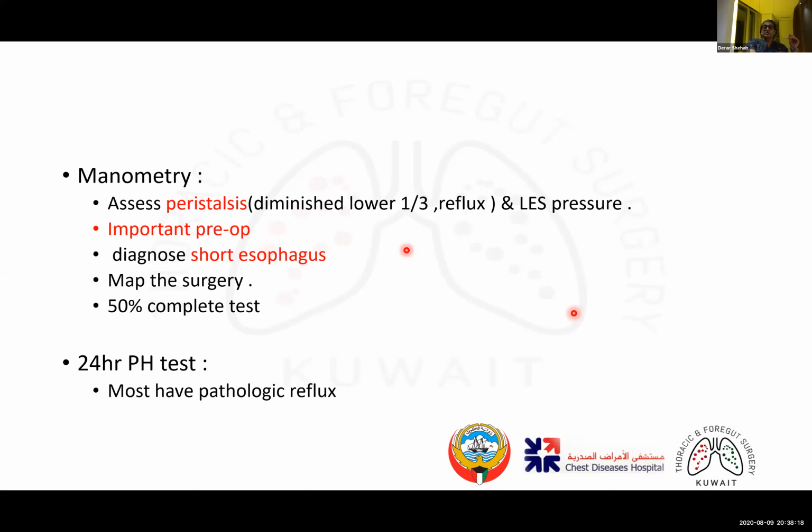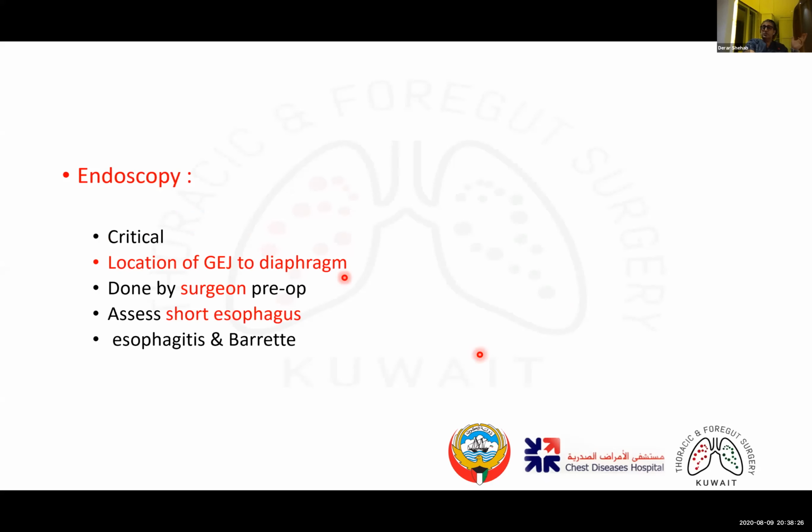Also, it's very important to address whether those patients have a short esophagus or they don't have a short esophagus. Endoscopy is critical here. Usually I do it myself, but if you don't do it yourself, then you can communicate well with your gastroenterologist to tell you what the findings are, especially to address the location of the GE junction relative to the diaphragm. Also, you have to make sure that there is no underlying GERD complication like esophagitis and Barrett's esophagus.